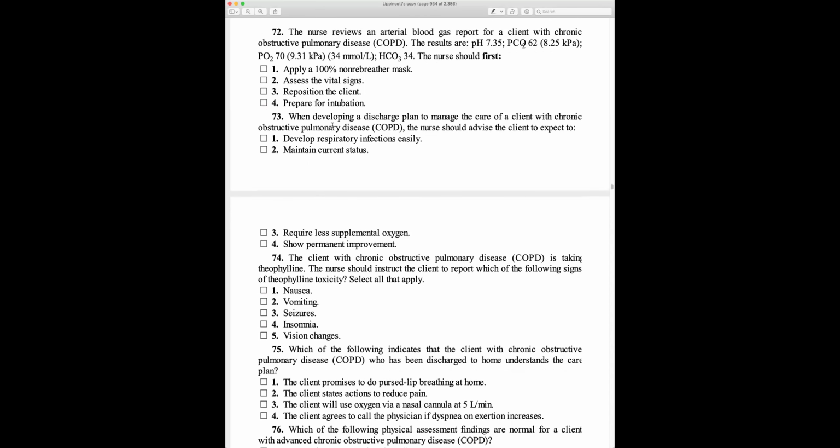72. The nurse reviews an ABG report for a client with COPD. Here are the results. The pH is 7.35, the PaCO2 is 62, the PaO2 is 70, and the bicarb is 34. The nurse should first. So what would you answer for 72 if this was the NCLEX?